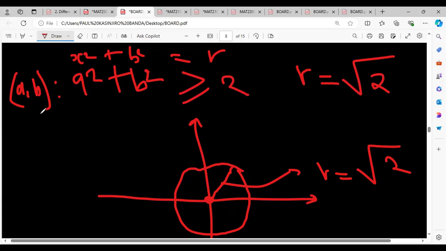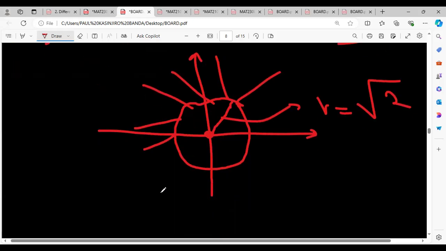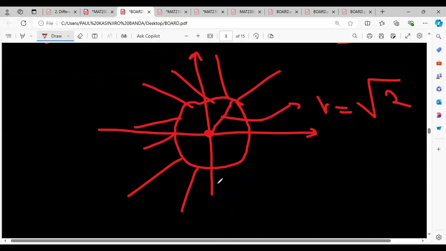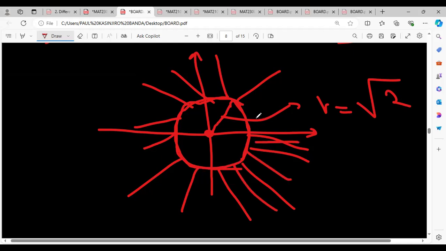So I want to represent all these points here that are greater than or equal to the radius of this circle, which is just the root of 2. So I'm going to shade outside here. All these points that are outside will be included as the points that represent that (A, B). Inclusive of the points within this boundary here, because that was greater than or equal to. So we are including these points, and then getting all the other points that are outside here. So that's how we represent that.